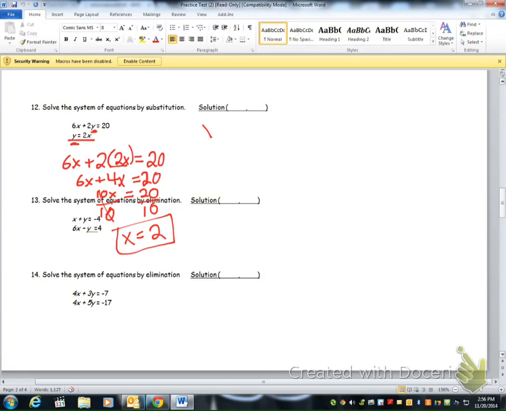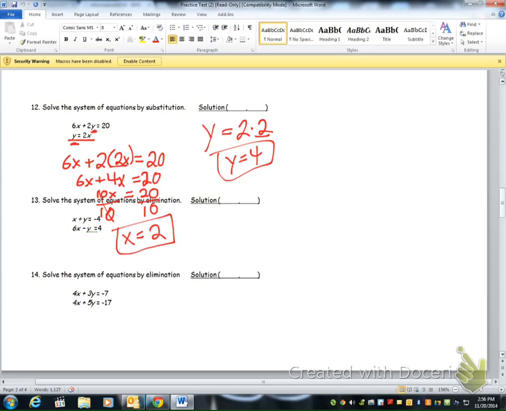And then I just take one of the equations, y equals 2x is probably the best choice, and replace x with what x equals, which now is 2. So I get y equals 4. So my solution is 2, 4.